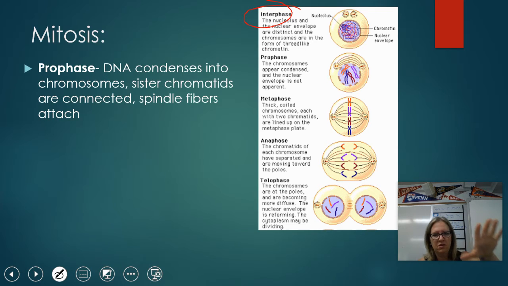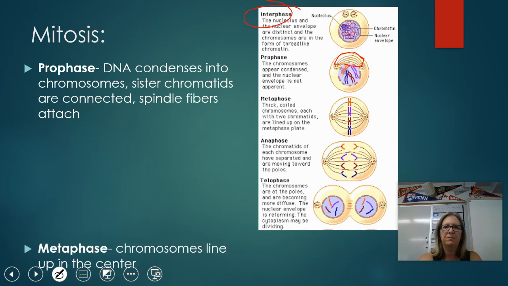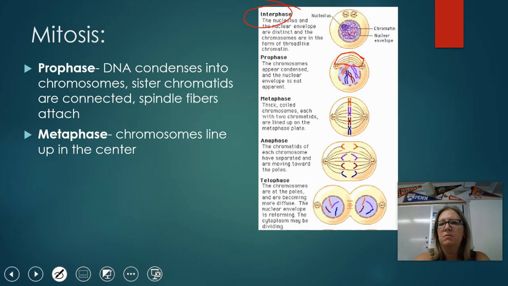There's a lot of stuff here. You should probably pause the video after I get all of the parts up here because there's a lot going on. There's something known as sister chromatids that are connected, and we'll talk about that a little bit more later. And these spindle fibers attach. These things up here are the spindle fibers. That's what's going to attach to the chromosomes and actually pull them apart eventually, okay? And another thing that happens in prophase that I didn't say, the nucleus is surrounded by a membrane. It starts breaking down because those chromosomes have to come out of the nucleus, okay?